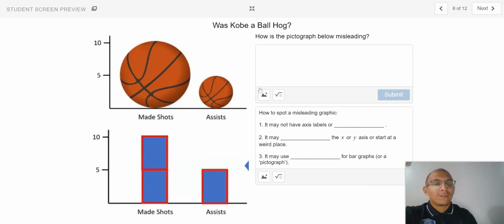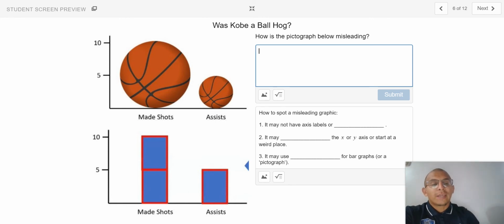So we have this graphic here where the made shots is this larger basketball, and his assists are represented by this smaller basketball. The large basketball is intended to represent the quantity 9.8 and the assists 5.0. So very quickly, what aspects of this graphical display make this representation misleading? As you are combing through your thoughts, I suggest you pause the video as I'll continue on below.